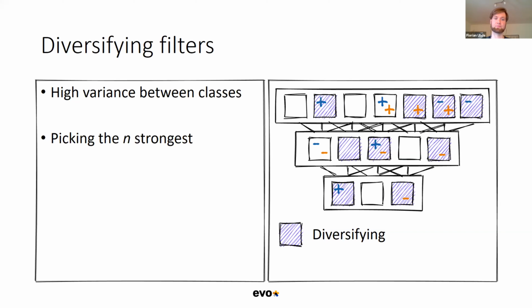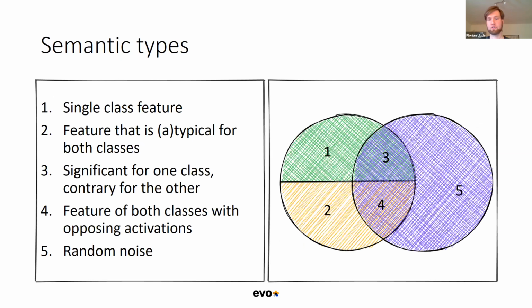And given those classes, what we can do, or what I did, is sort the filters into different semantic types. So I drew a Venn-like diagram here with the classes. So to recap, green and yellow are significant filters, with green only being significant for one class, yellow for both, and blue are the diversifying filters. And we can now figure out interesting properties of those filters.